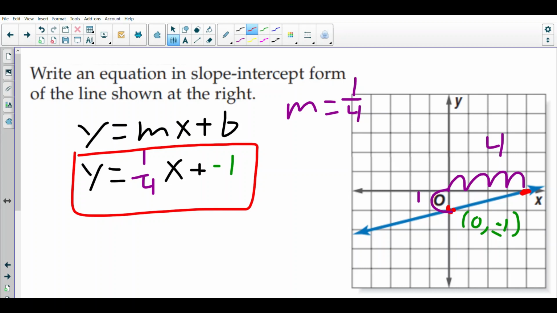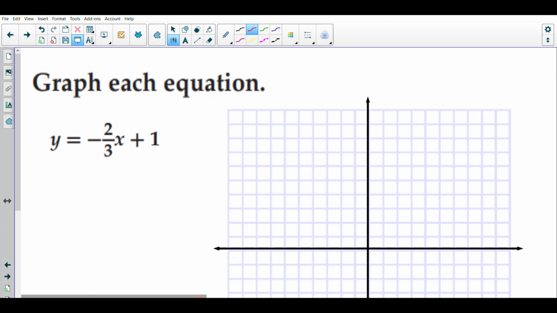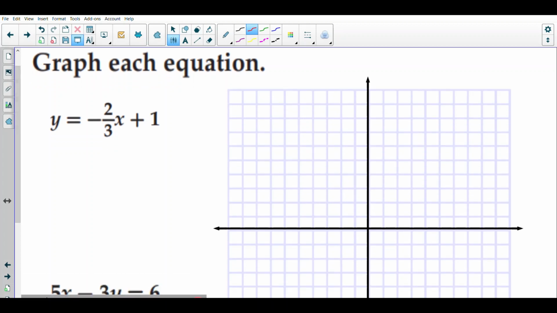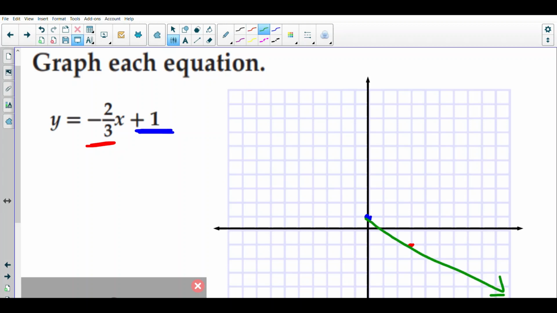Okay. So now we just want to work on graphing. So to graph, it's very simple. You always want to start with your intercept. So always start right here. So I'm going to go up to 1. And then from there, I'm going to count off my slope. So I'm going to go down 2, over 3. 1, 2, 3. And then once you have 2 points, you can connect the line. So there you go. That is that equation.